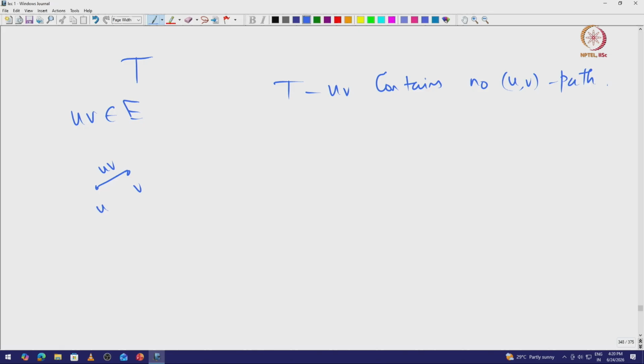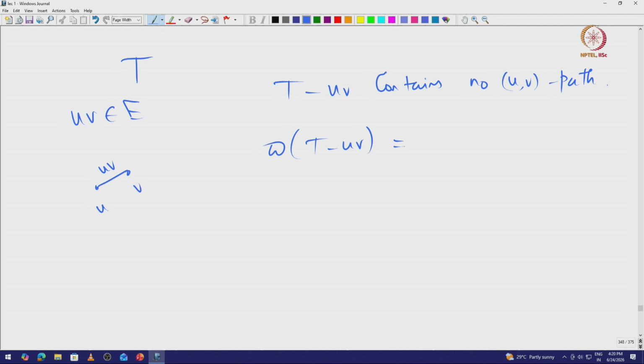So, that means this G minus uv is indeed disconnected. Because once you remove this edge from the tree, since there is only one unique path between u and v, which is the edge uv, the T minus uv must be disconnected. If it is connected, then there will be another path connecting u and v, which we do not have. So, what will be the number of components once we remove this edge?